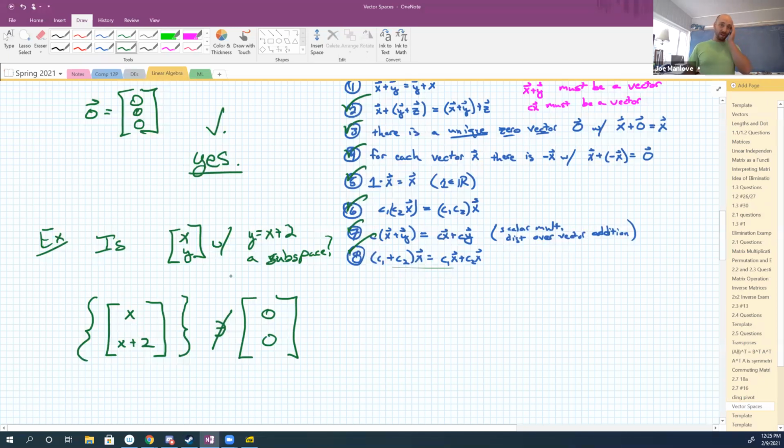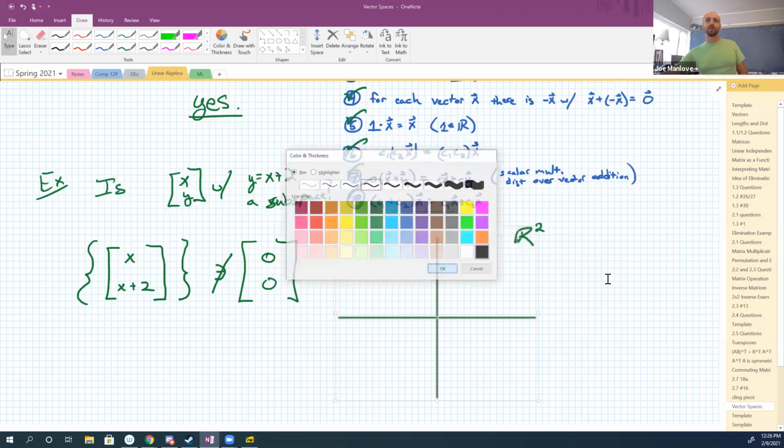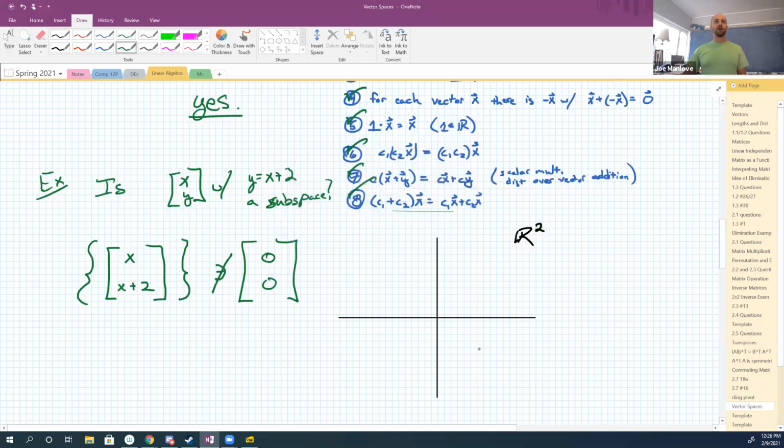So what's going on here graphically, and this is a little bit easier to approach graphically, so if you can approach these graphically, do so. What's going on here is I'm thinking, this is R2, right? So here's R2. And I guess I should change my color here a little bit. Okay, so here's all of R2. What does this set look like? X's and Y's with Y equals X plus 2. What does Y equals X plus 2 look like in R2? It's a line. Good, it's a line.